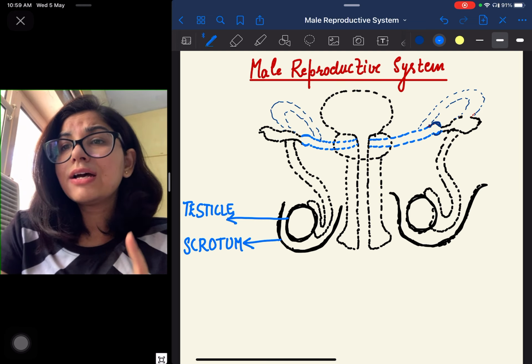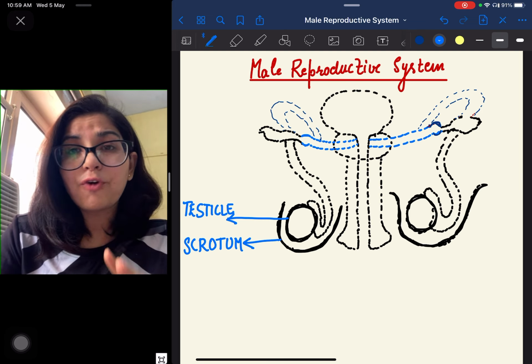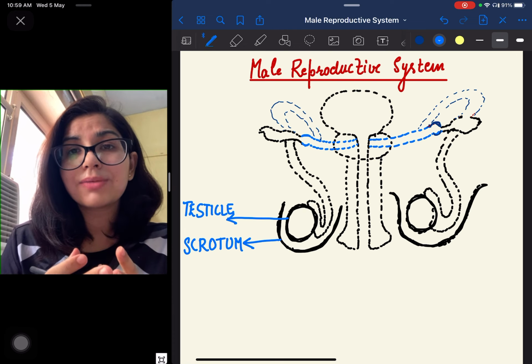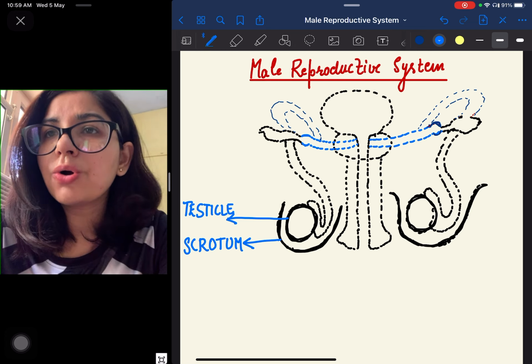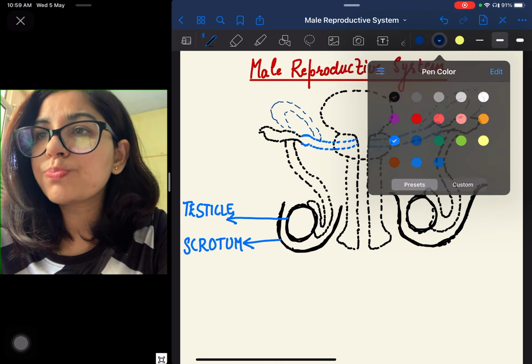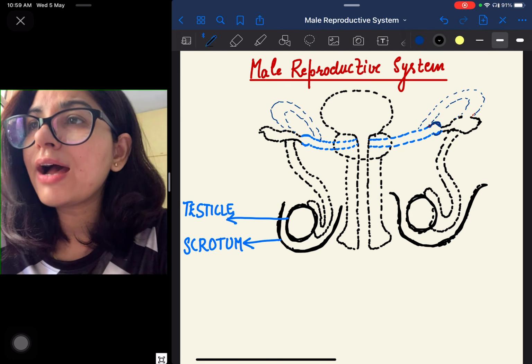Now after this, there is the formation of sperm. Formation मतलब जहाँ पे sperms बनते हैं. But sperms mature यहाँ पे नहीं होते. Right? Sperms, they are matured in the epididymis.